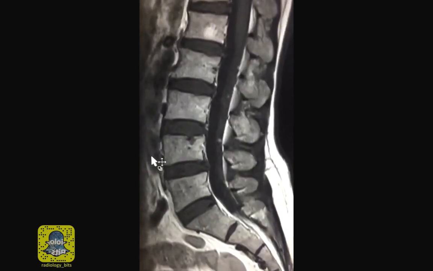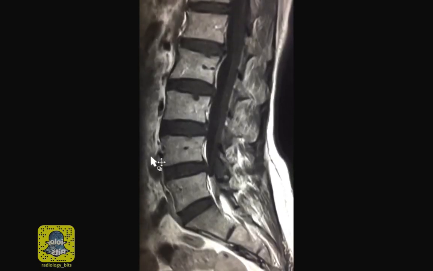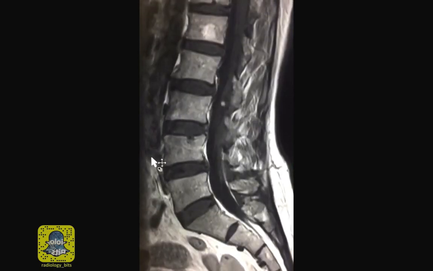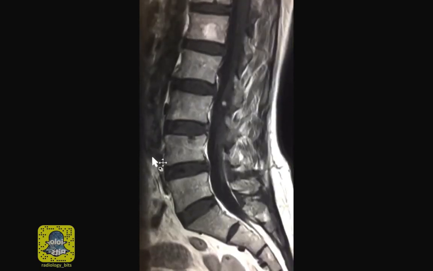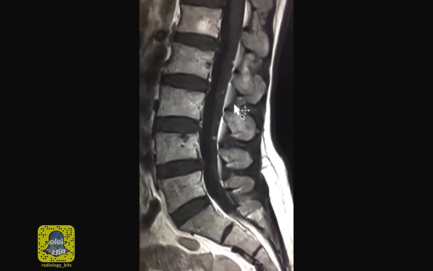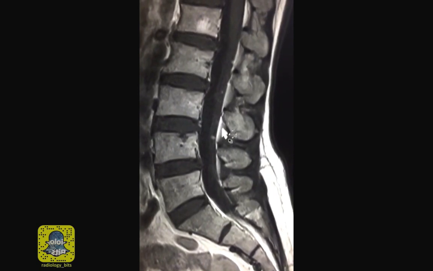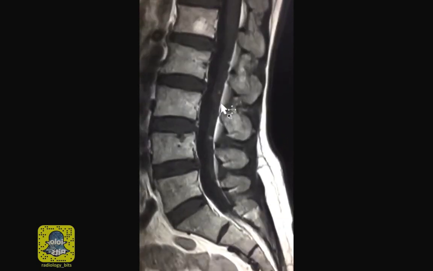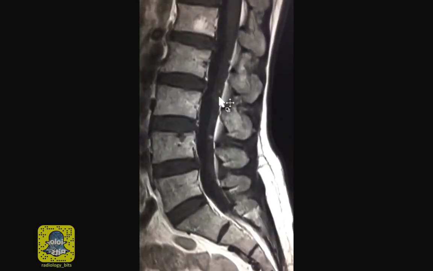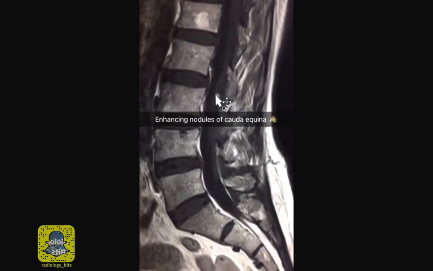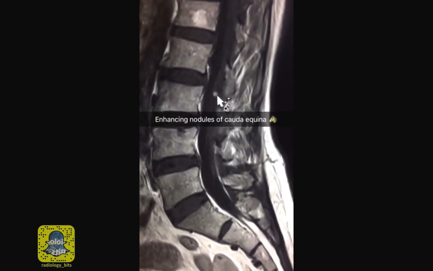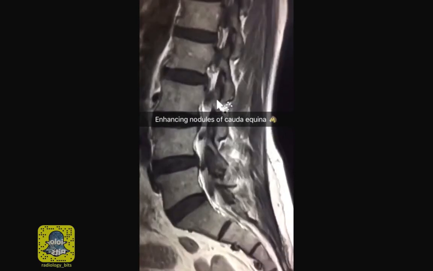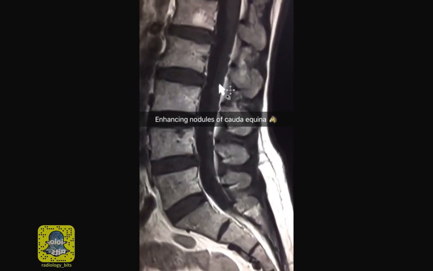And here you go. This is the sagittal T1 of the lumbar spine in the same patient after giving contrast. The abnormality is much more obvious. You see all these nodular enhancing components involving the cauda equina. Here's one obvious nodule which is enhancing and related to the nerve roots. Here's another, a third, a fourth, and so on.